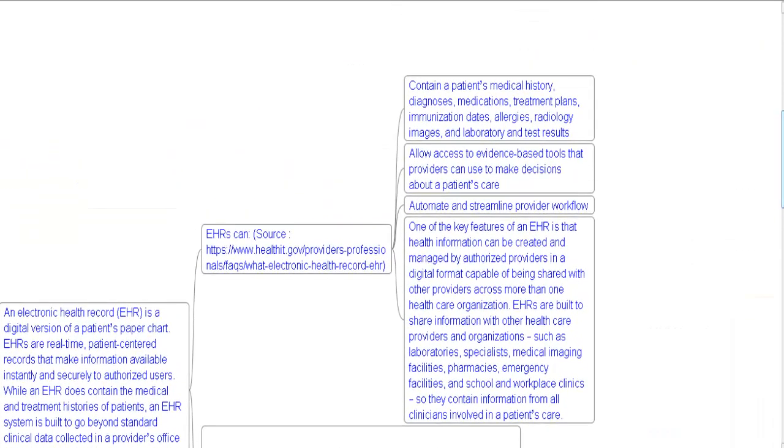An EHR can contain a patient's medical history, diagnoses, medications, treatment plans, immunization dates, allergies, radiology images, and laboratory and test results. An EHR can allow access to evidence-based tools that providers can use to make decisions about a patient's care, and automate and streamline provider workflow.